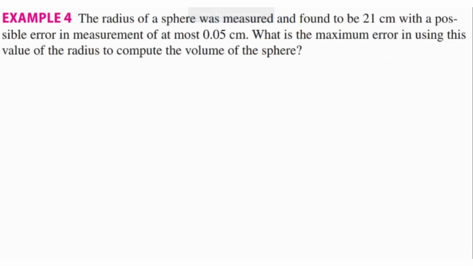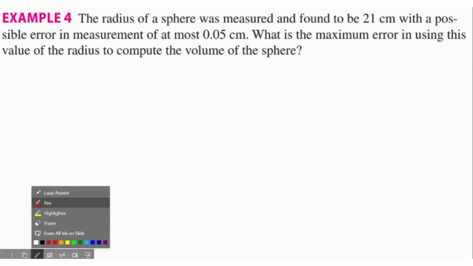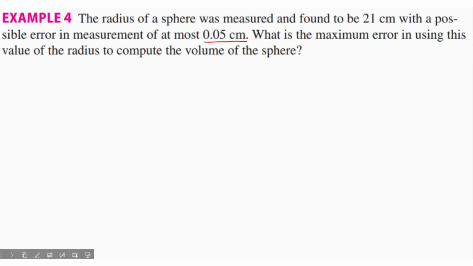Let's have a look at this example where we have the radius of a sphere. It was measured and found to be 21 centimeters with the possible error in measurement of at most 0.05 centimeter. Now they want the maximum error in using this value of the radius to compute the volume of the sphere. To start, we know that the volume of the sphere is going to be 4/3 pi r cubed. Now if the error in the measured value of r is denoted by dr, which is the delta r, then the corresponding error in the calculated value of v is going to be the differential of v.